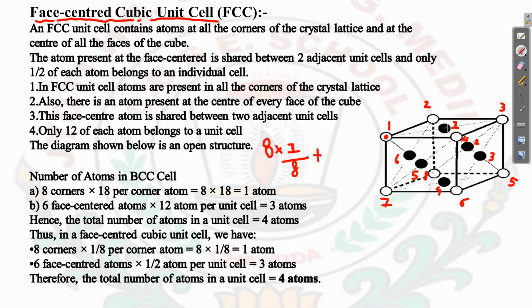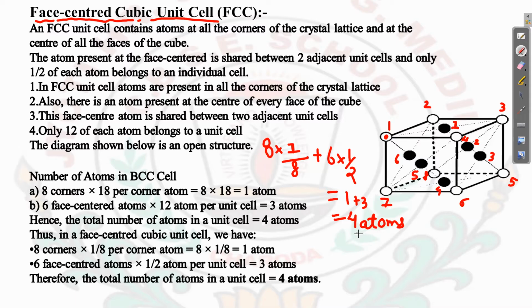It means that this face is connected to another unit cell. This face is connected to another unit cell. This face is connected to another. This front one is connected to another. Like this, a total of 6 unit cells are contributed here by the face centered atoms. So half they are contributing to the other unit cell and half to this one. So it is 6 into 1 by 2. So now how much will there be? 1 plus 3, it will be a total of 4 atoms or 4 particles contributing in an FCC.